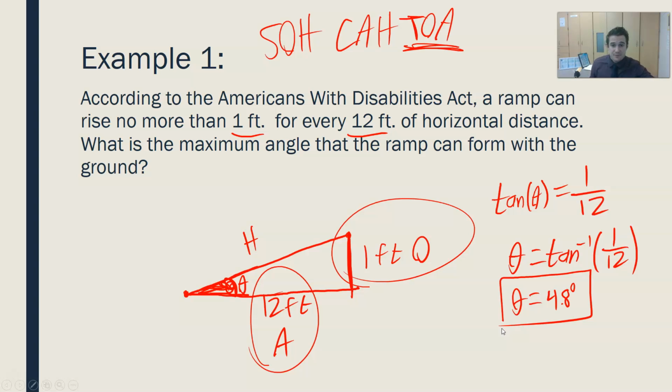And I'm done. That's it. What's the maximum angle that the ramp can form with the ground? About 5 degrees.